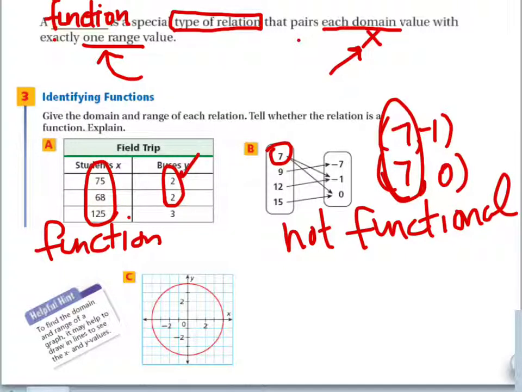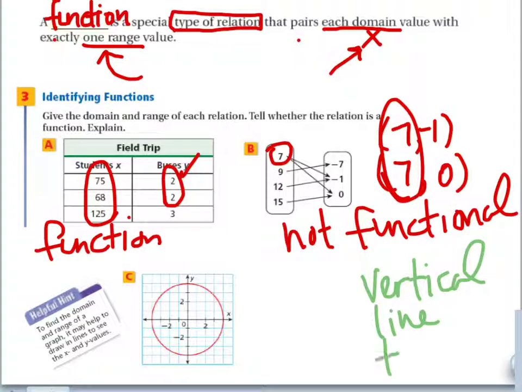Okay, and then the last one. This one's a little bit different because it's graphed. If it's graphed, there's a different way that I think is easiest to figure out whether it's a function or not. It's called using the vertical line test. So let's write that, vertical line test. If something is a function, you will not be able to cross the graph in more than one place by drawing a vertical line. So let's look at this.